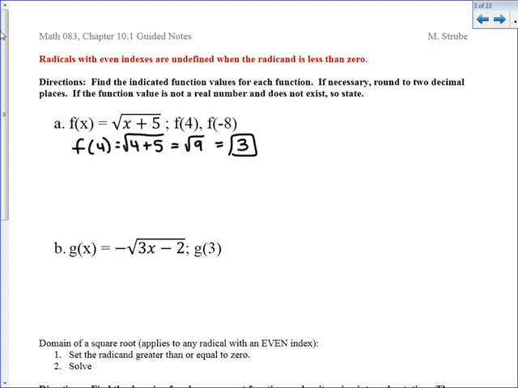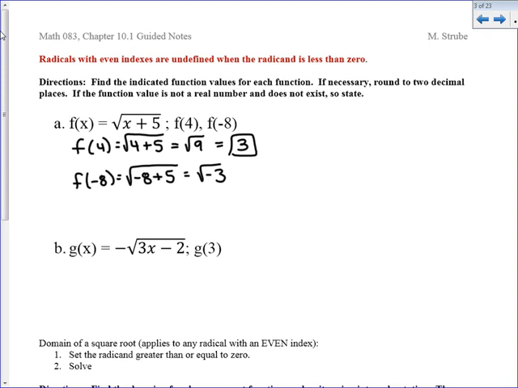This question's also looking for f of negative 8, so we're going to do the same thing again. So we're looking at the square root of negative 8 plus 5, which is the square root of negative 3. And the directions do say, if necessary, round to 2 decimal places. This is about the only time you'll ever approximate square roots. But what happens if you try to type in the square root of negative 3? You get the error. So what does the error mean? What do we know about this number?